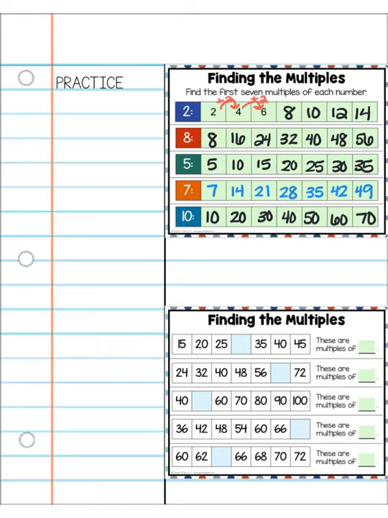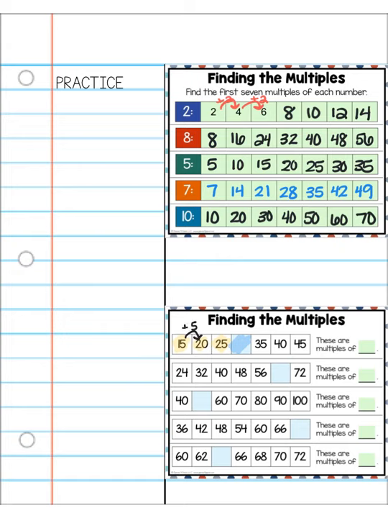The next practice section wants us to find the missing multiple and find which number they are multiples of. So if I'm looking at this first row, I have 15, 20, 25, and then a missing multiple. What I'm going to do is skip count and see what I have to add to 15 to get 20. Well, I know I have to add 5.